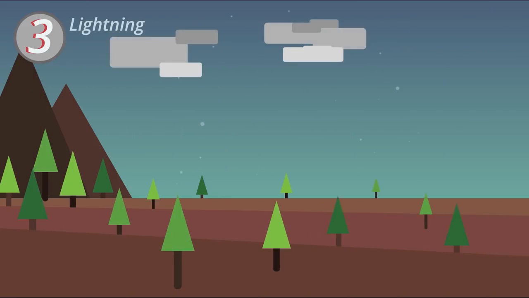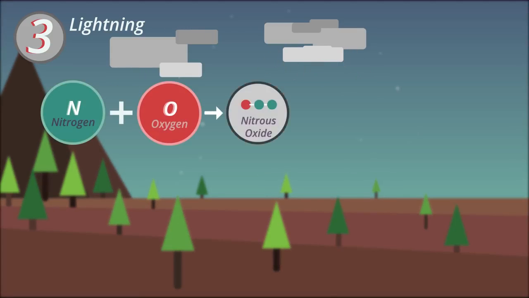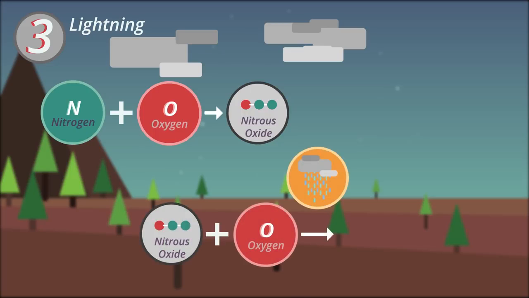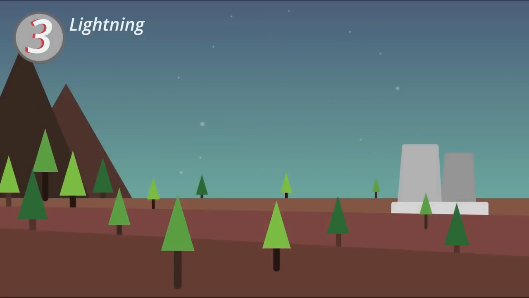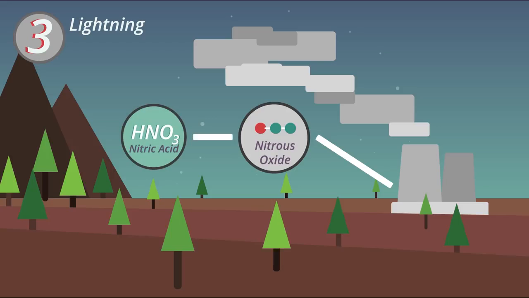Thirdly, lightning can cause chemical reactions in the atmosphere, resulting in nitrogen reacting with oxygen to produce nitrous oxide. The nitrous oxide then reacts with more oxygen and dissolves in rainwater to make nitrous acid. This rainwater containing nitrous acid increases the amount of nitrate in the soil. Burning fossil fuels also adds nitrous oxide to the atmosphere, resulting in nitric acid. But this is of course not a natural way of nitrogen fixing.